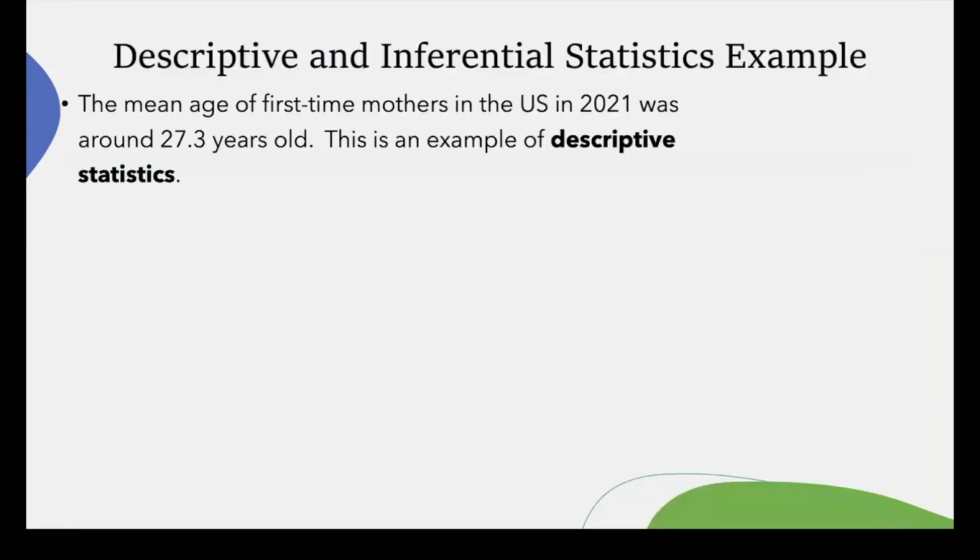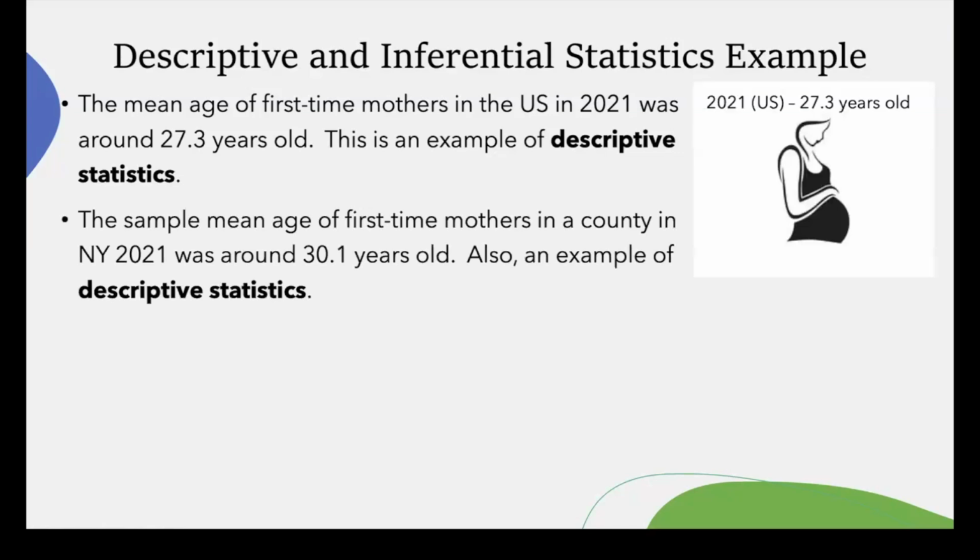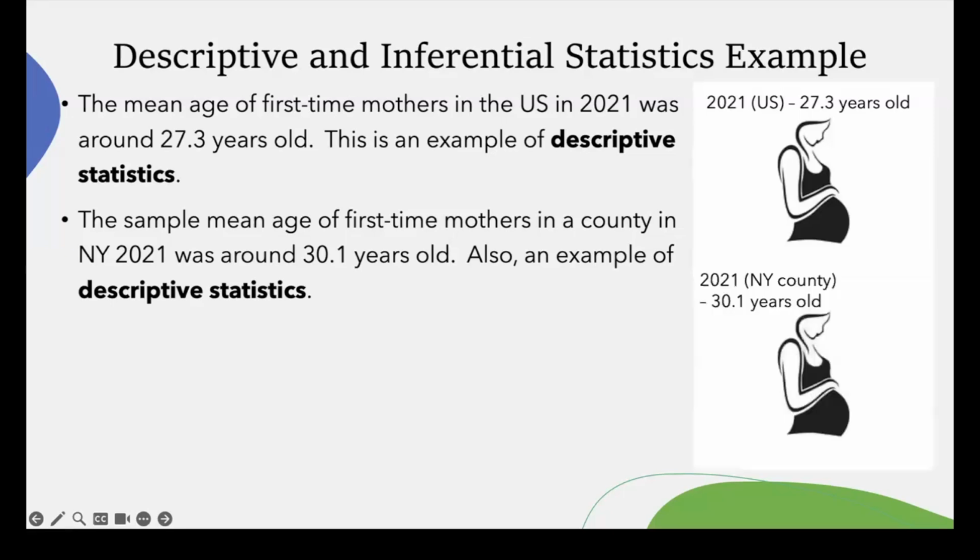Okay, here's an example. The mean age of first-time mothers in the US in 2021 was around 27.3 years old. That's descriptive statistics. It is a mean and it represents a piece of data. It's the age of first-time mothers in the United States. Now we have another example of descriptive statistics. We have a sample mean of first-time mothers in a county in New York, and they found that the age was 30.1 years old. That is also an example of descriptive statistics.